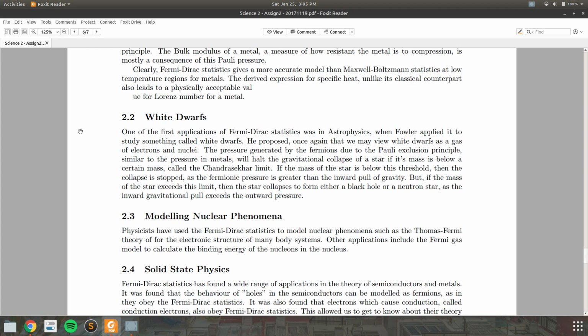But if the mass of the star exceeds this limit, then the star collapses to either form a black hole or a neutron star, as the inward gravitational pull exceeds the outward pressure.